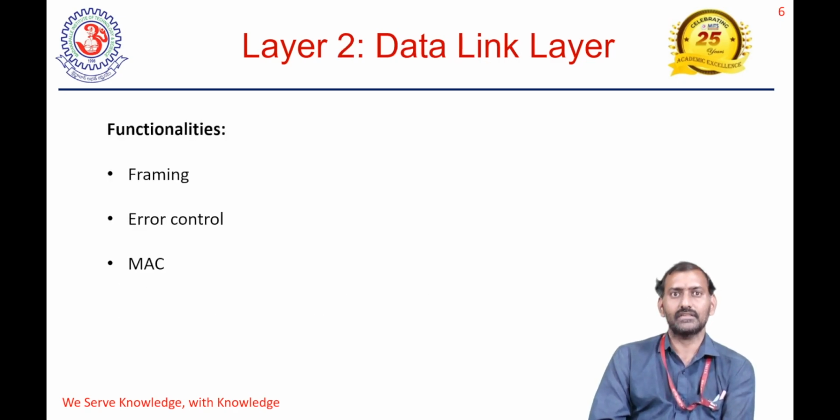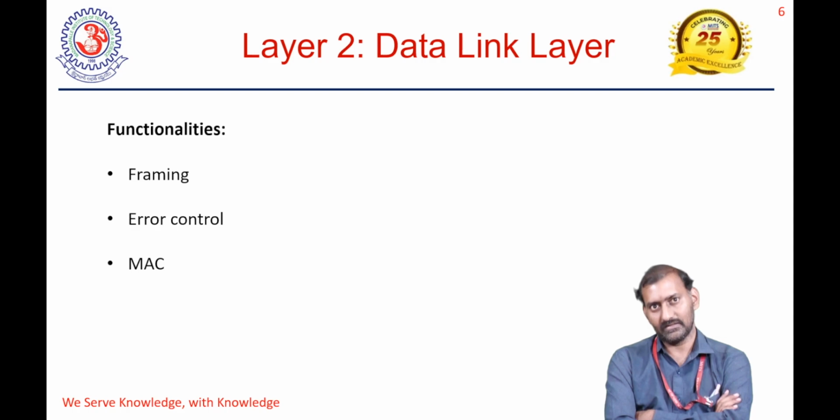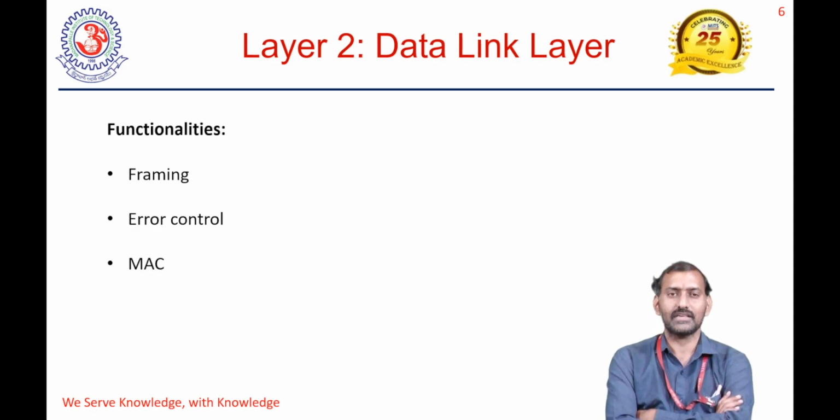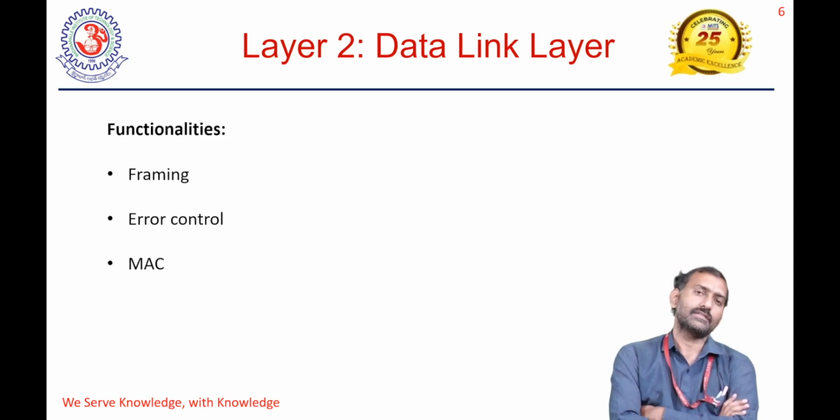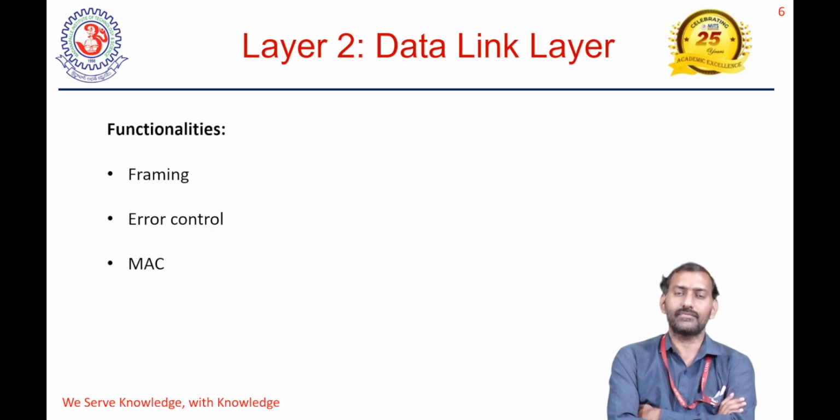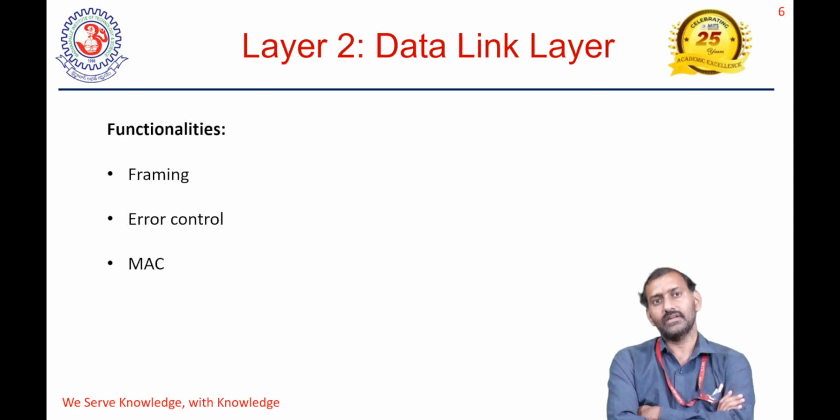The next important layer is the data link layer. In this layer we have main functionalities called framing, error control, and medium access control, also called MAC. What is the meaning of framing? A frame is a grouping of bits. Here you need to mark where the beginning of the frame is and where the ending of the frame is, through special techniques like bit stuffing and byte stuffing. Here we need to identify and differentiate the framing bits and control bits.